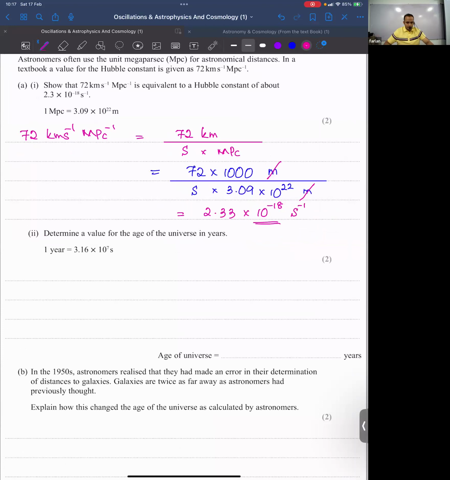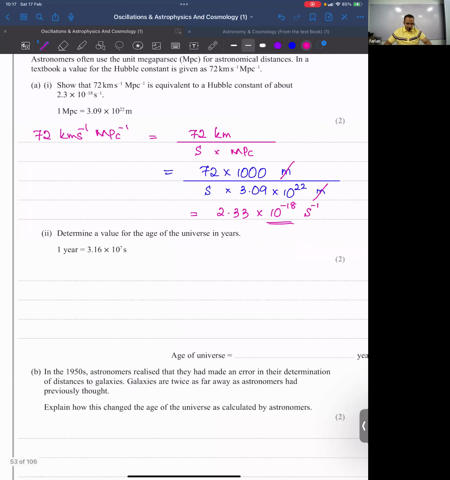Yes. There's no physics involved in that, just a unit conversion.